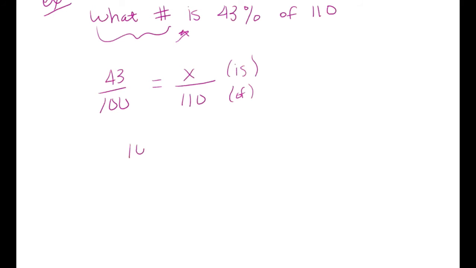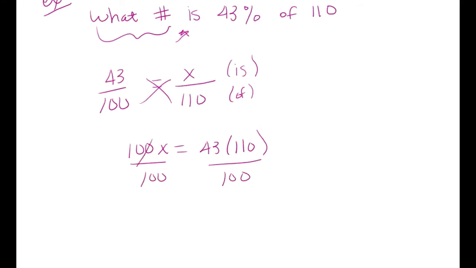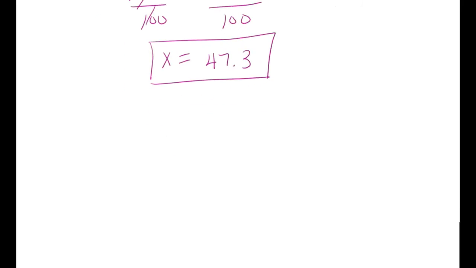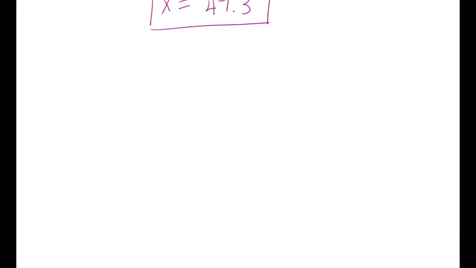Now we cross multiply again. 100x equals 43 times 110. And divide both sides by 100. And x is going to equal 47.3. As a rule, let's round to the nearest tenth, which is the first decimal place, unless otherwise stated. All right, one more type like that.